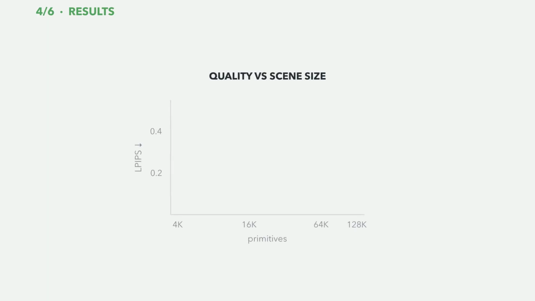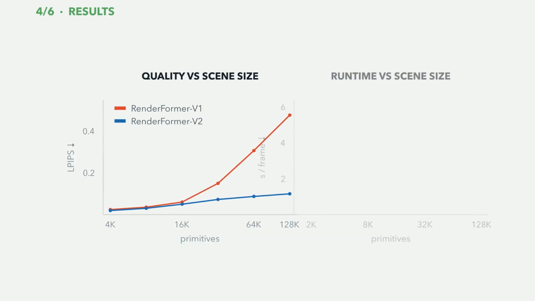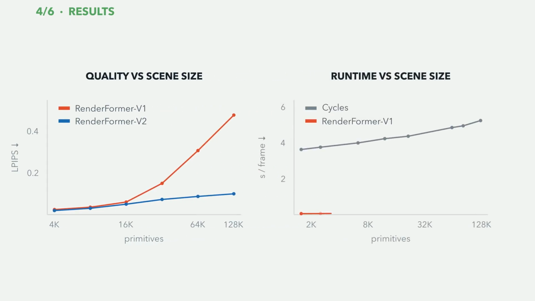Against V1, at 128,000 primitives, 9.9 decibels more PSNR and 4.8 times lower LPIPS, which is the point where V1 has essentially broken down. Cycles takes about 5 seconds a frame here, and V1 too with full attention at this scale, while V2 takes 3.5 times faster at up to 2048 by 2048 with no upsampling.